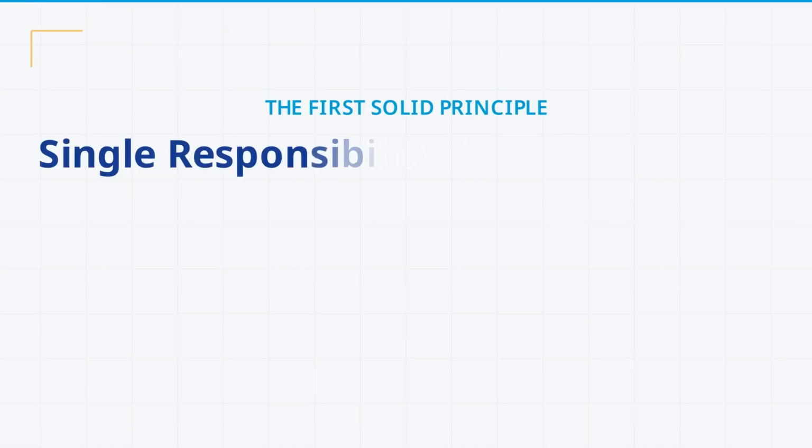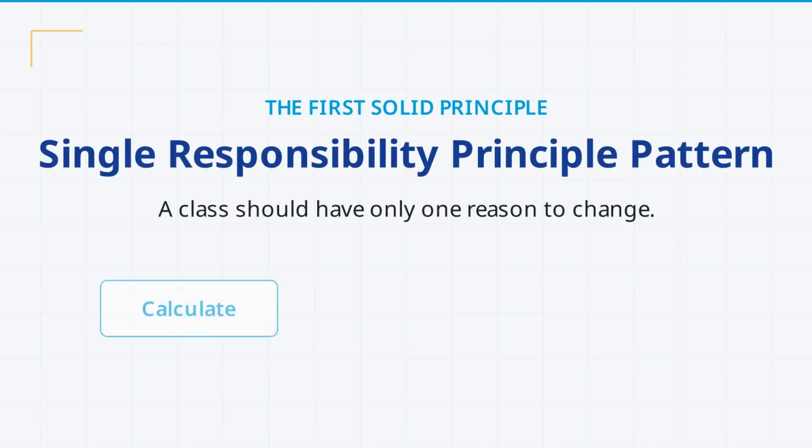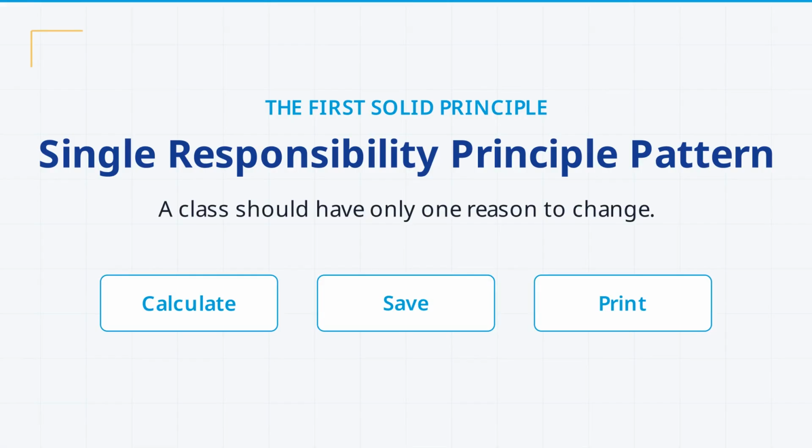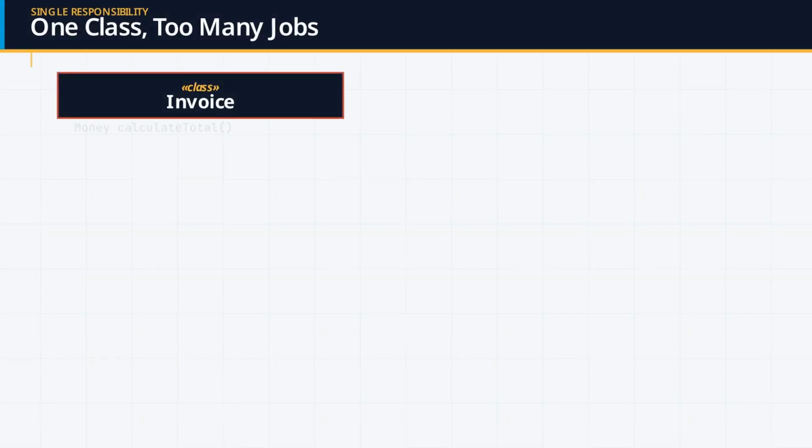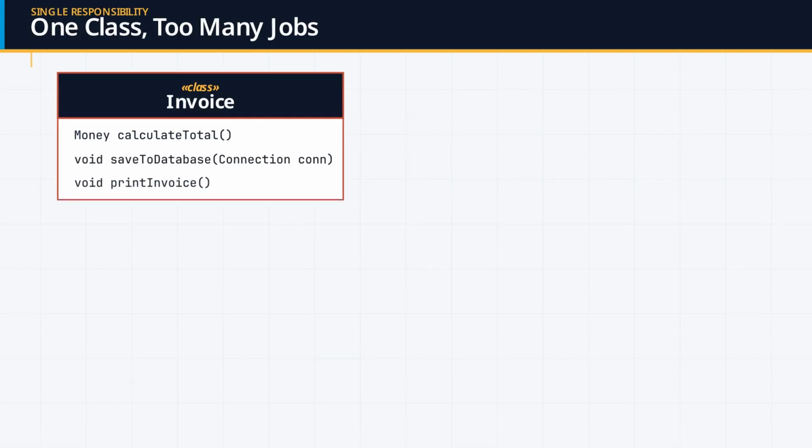Welcome. Let's explore the single responsibility principle, the first SOLID principle. The idea is simple. A class should have just one reason to change, one responsibility, not calculating, saving, and printing all at once. Look at this invoice class. It calculates the total, saves itself to the database, and prints a report. 3 unrelated jobs packed into one class.